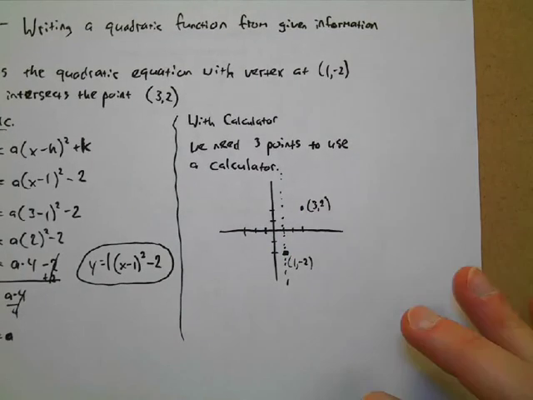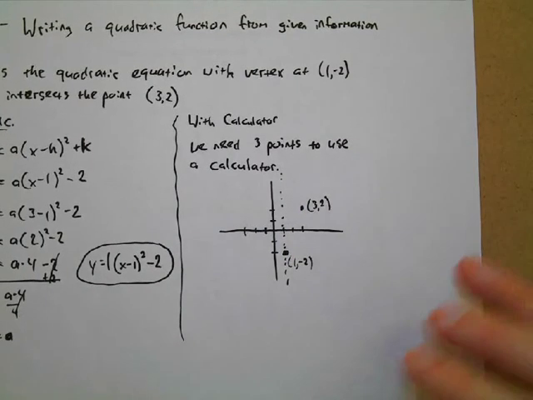So how can we use the information that we have right now to find a third point? If we know where the vertex is, we have this point right here. Don't forget we have this axis of symmetry right here. So if we have point 3, 2, how can we figure out another point there besides that point 3, 2?